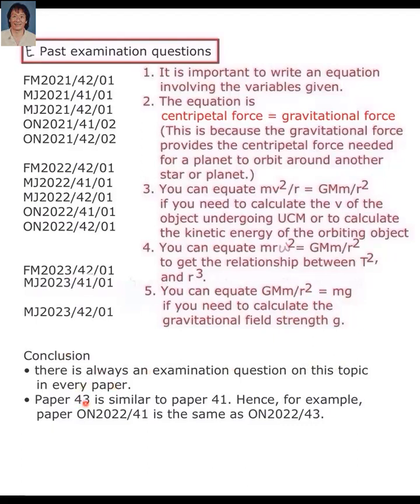Paper variant 43 is similar to paper variant 41. Hence, for example, paper October-November 2022, variant 41 is the same as October-November 2022, variant 43.